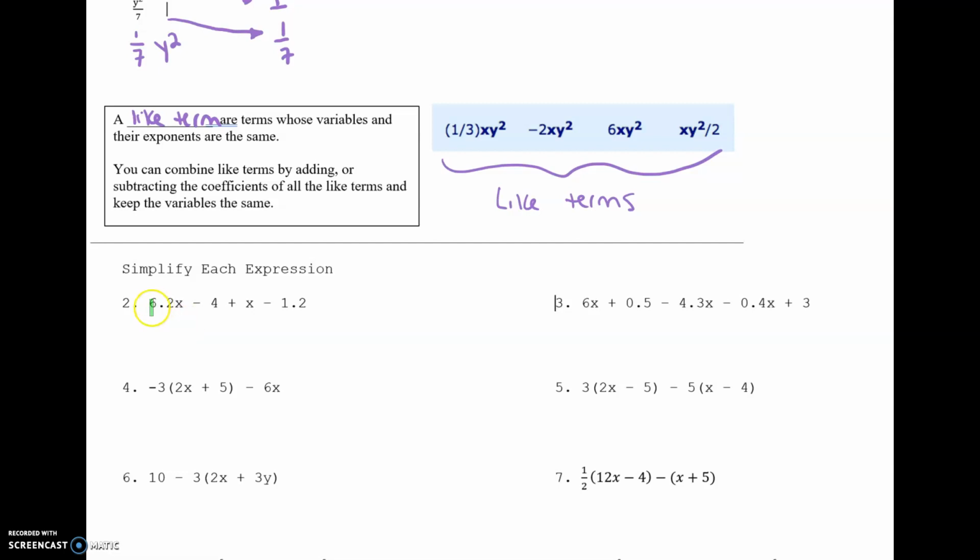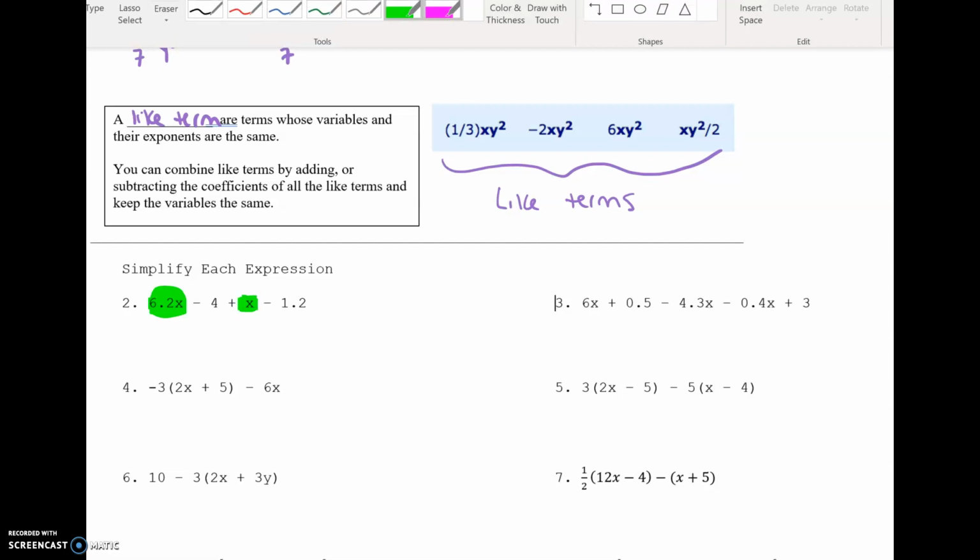But what I want to do is find my like terms. So if I have 6.2, that's really not important to us right now when we're identifying the like terms. What's important to us is the x. I need to find another term in here that has x. And I found one.